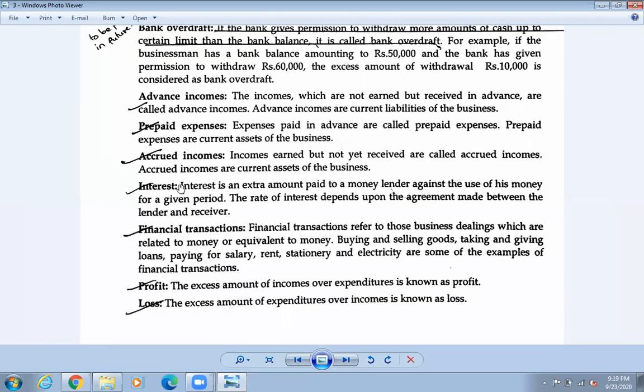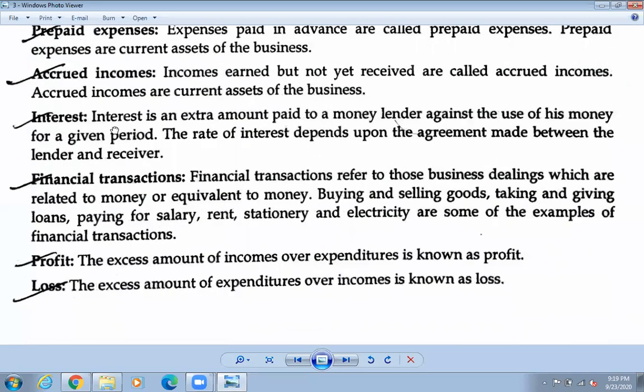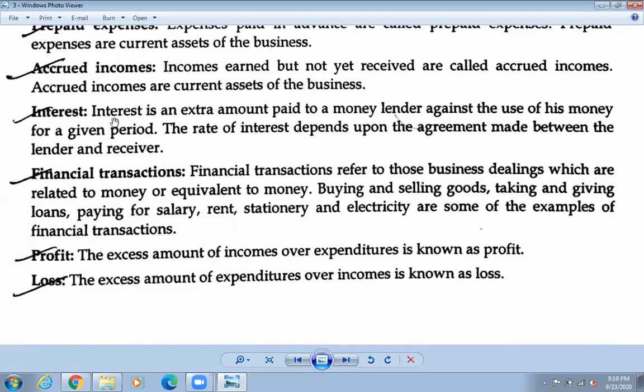Okay, so next one is interest. Interest means ब्याज. Suppose you have taken some money from others, you need to pay an extra amount for using it. That extra amount you give to others is called the interest. The extra amount paid to the money lender. Lender means those who are lending the money. Borrow means to take, lend means to give. The money lender is the one from whom you have taken the money, and what you give them is called the interest, the extra amount.